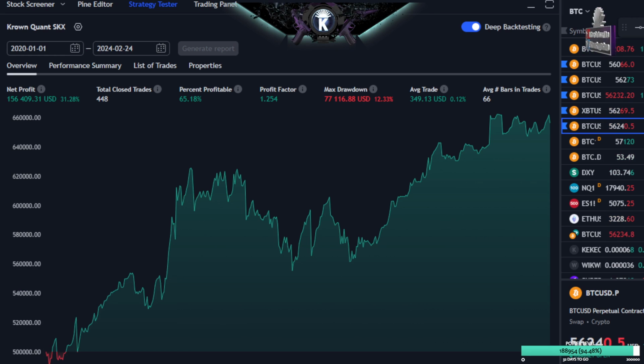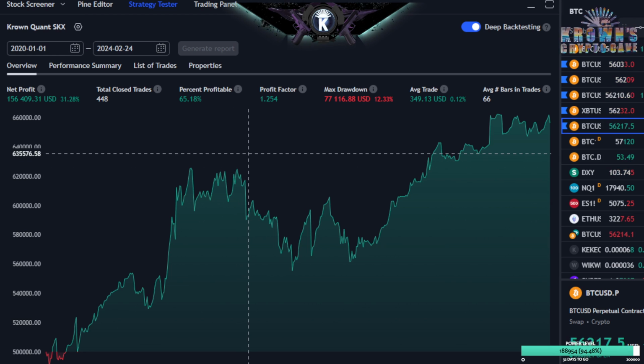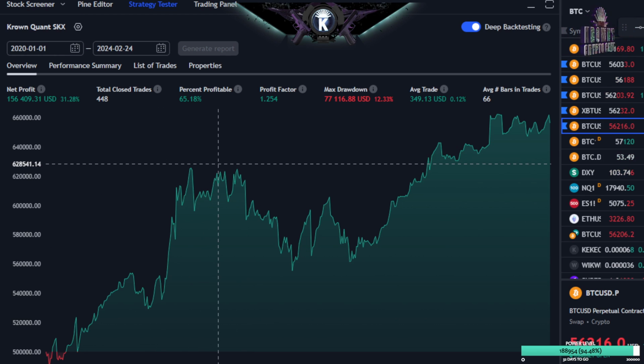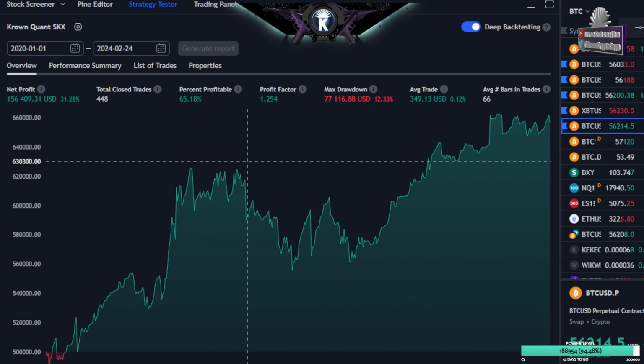Boom. And as you can see, it's traded 448 times in the past 4 years. So actually not that much, about 100 trades per year. But those trades are, as you can see, not bad. I do like the overall up and to the right of this curve.